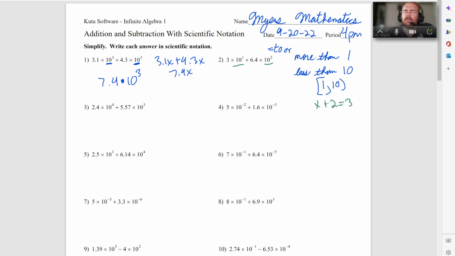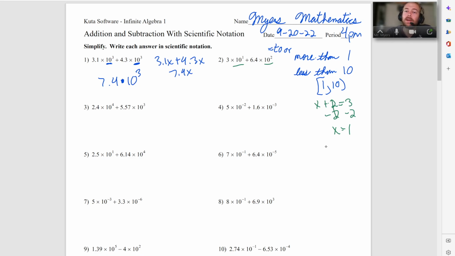equals 3, right? So algebraically, how would you solve that? Well, you would subtract 2 on both sides, right? And then you get x is equal to 1. You can add, subtract, multiply, divide. You can do anything you want in an equation as long as you do it evenly to both sides.